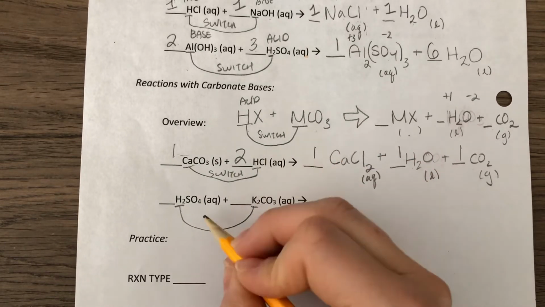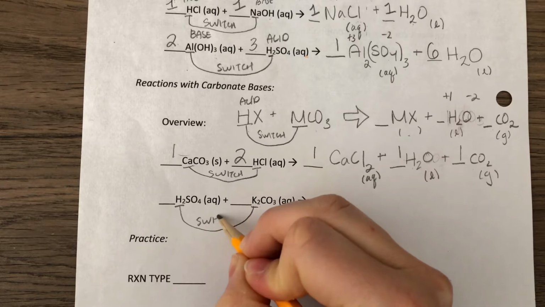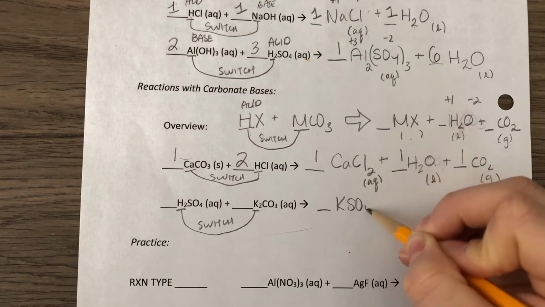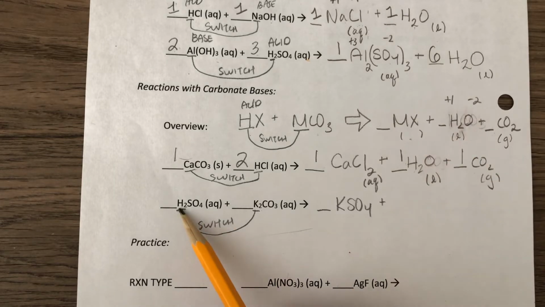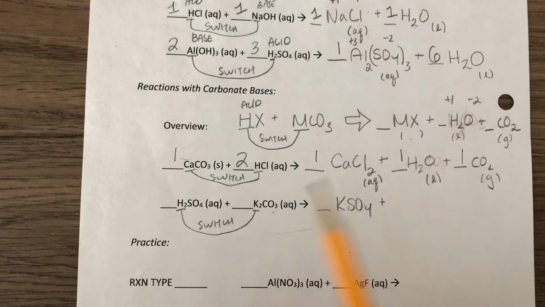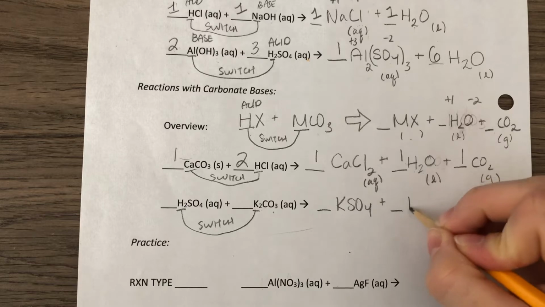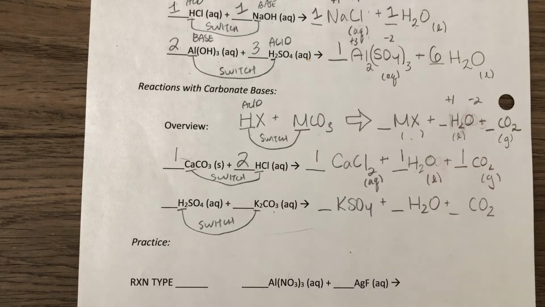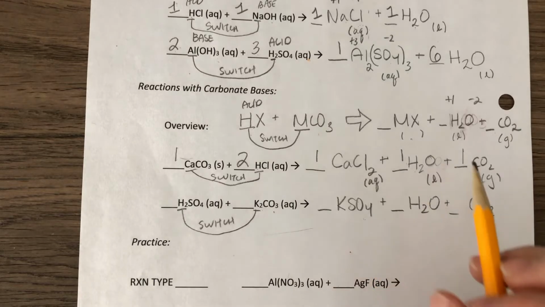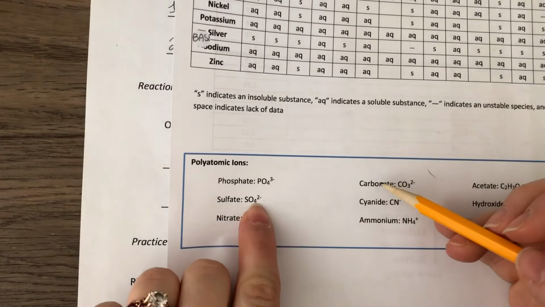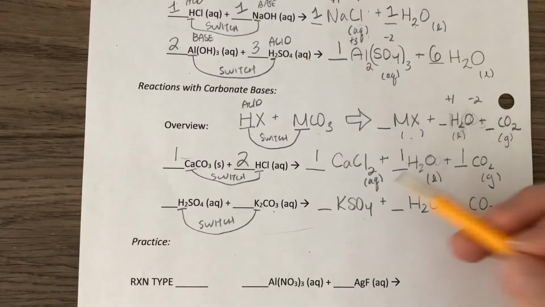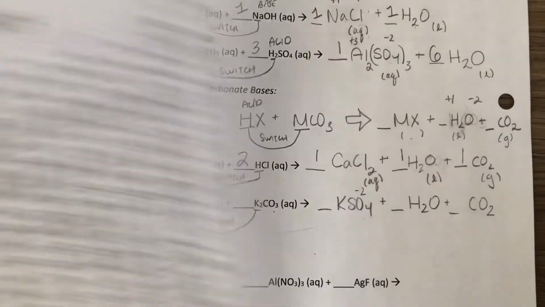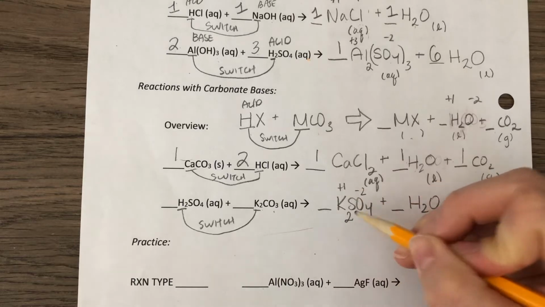Hydrogen and potassium are going to switch. That means potassium is going to get with sulfate. Hydrogen gets with carbonate. Remember, that's just going to break down into water and carbon dioxide. Let's check the charges here. Sulfate is -2. Potassium is +1. So this is K2SO4.